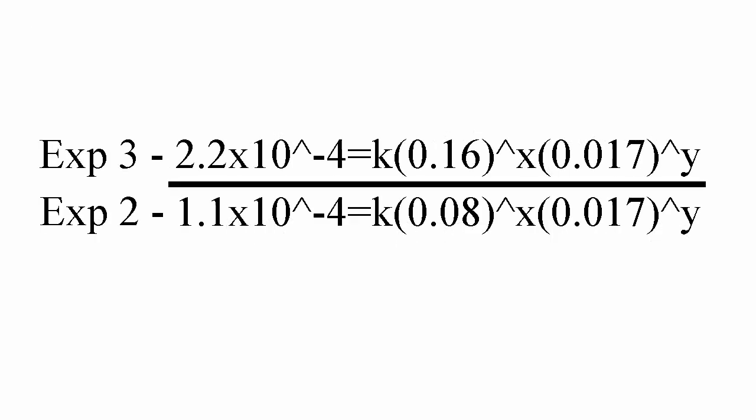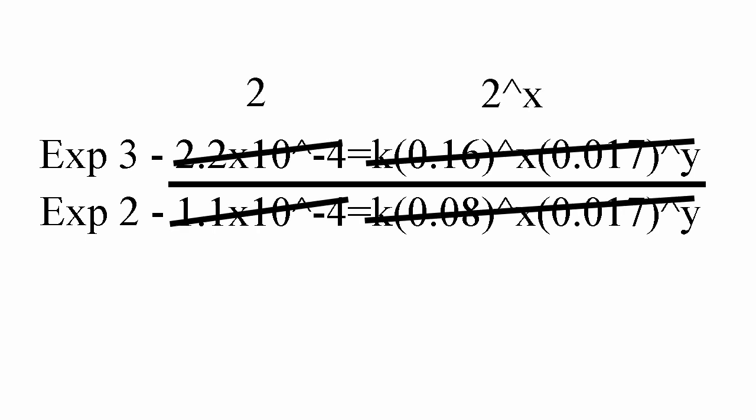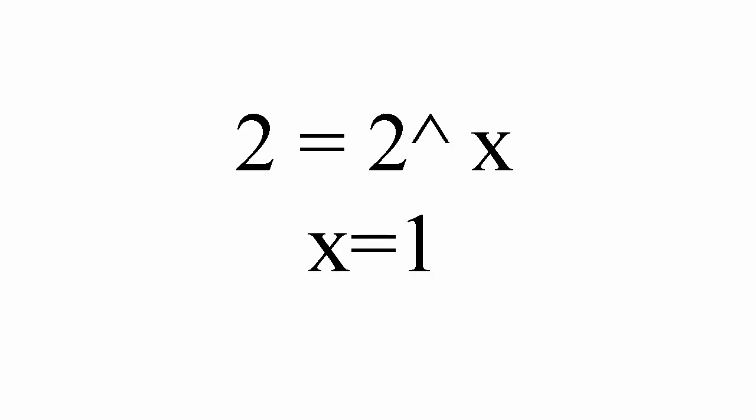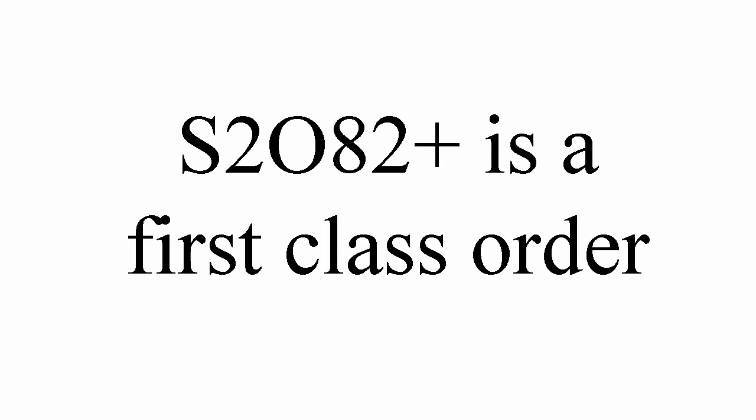First, since we are finding the order of S2O8 2-, we divided experiment 3 by experiment 2 in order to cancel out I negative. After a series of cancellations, we arrive at 2 is equal to 2 raised to x. Now we get the value of x, which we got as 1. We can now conclude that S2O8 2- is a first order reactant.